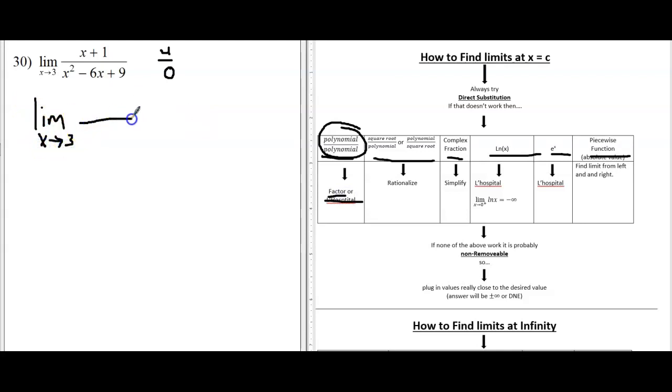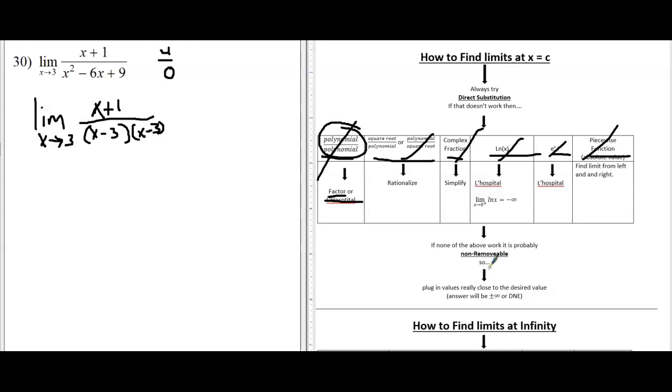Now, I got bad news for you. If L'Hopital doesn't work for one of these, the factoring is not going to work either, but I'll just show it to you. If you factor the bottom here, you're going to end up with x minus 3 times x minus 3. And as you can see, nothing cancels out. And if nothing cancels out, well then, we really haven't removed any discontinuity. So, none of these other situations apply. This one's the only one that could have applied and failed. So if none of the above work, it's probably non-removable.